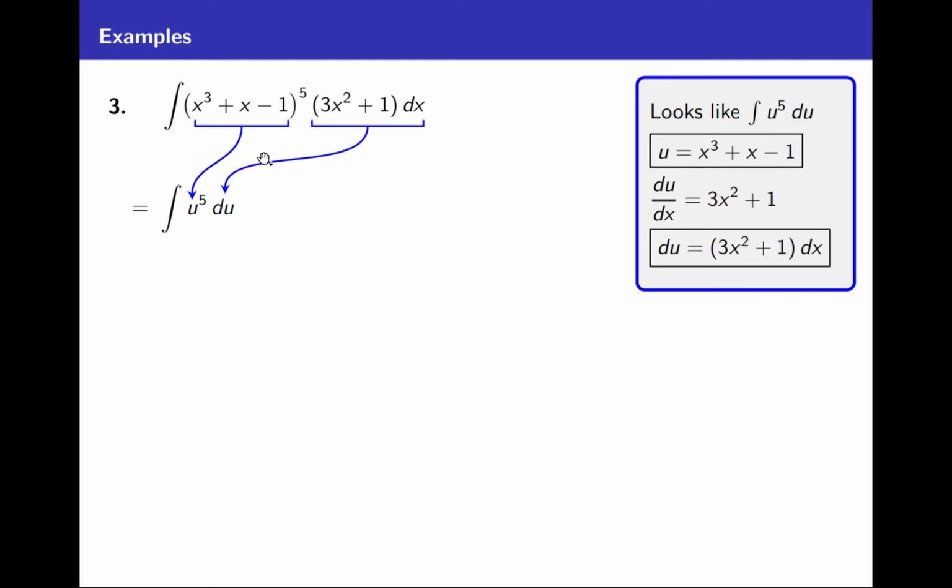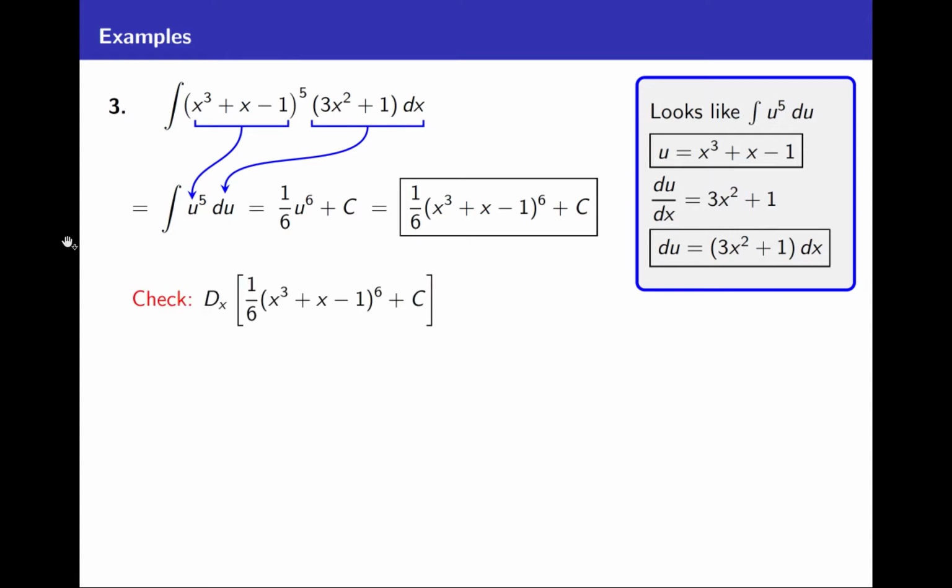So with substitution, we've converted this complicated integral into a really simple integral that we can evaluate using the power rule for integration. We get 1/6 u to the power of 6 plus c, and now we just plug in what u equals right here. So 1/6 (x cubed plus x minus 1) to the power of 6 plus c. That's our answer, and we got it with substitution.